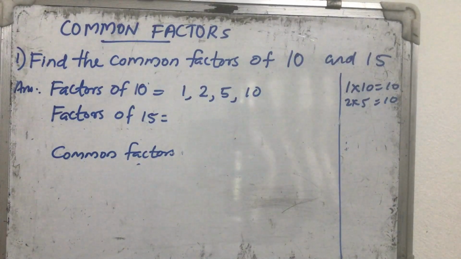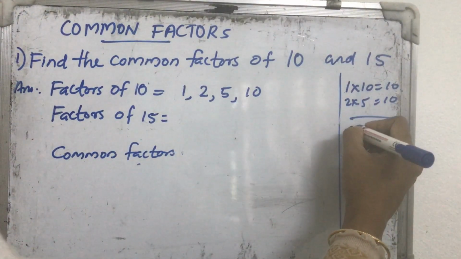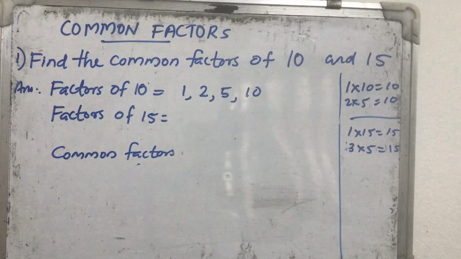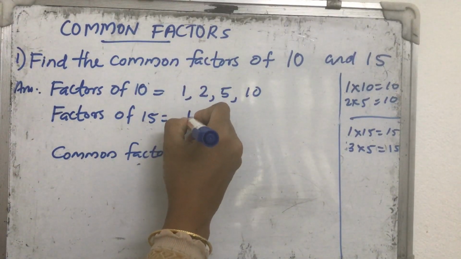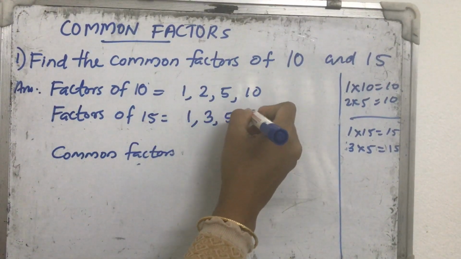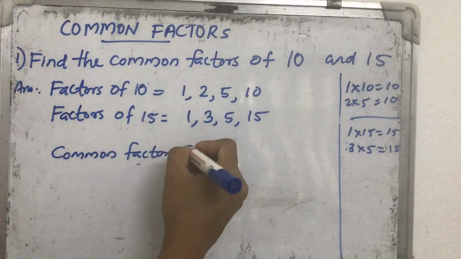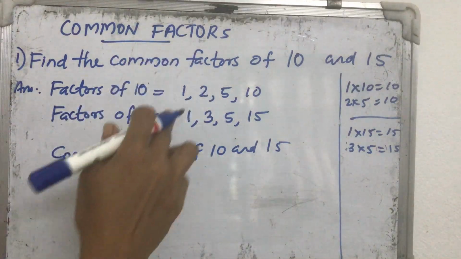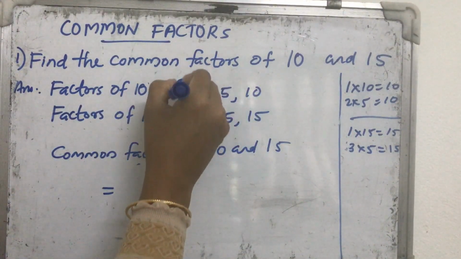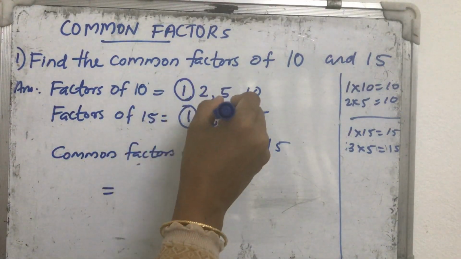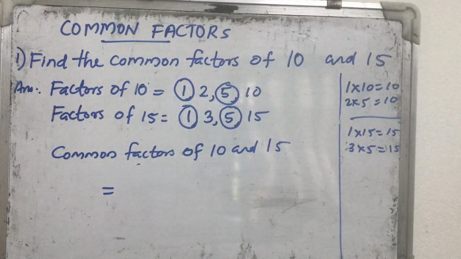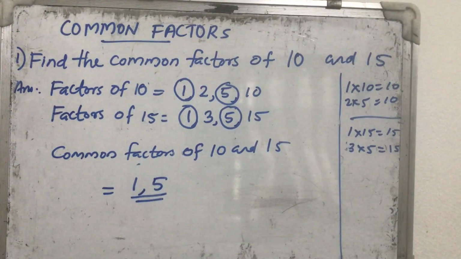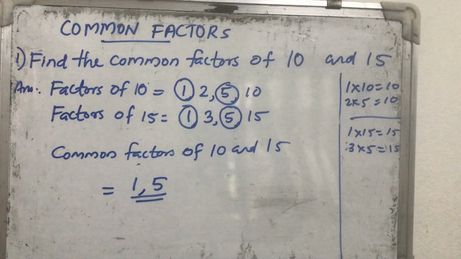And factors of 15, which are the factors of 15? That also we can write: 1 into 15 is 15. 3 into 5 also 15. Any other numbers? No. So the factors of 15 are 1, 3, 5, 15. Okay, so common factors of 10 and 15. Which are the common in both numbers? 1 is common. Okay, and another number, 5, is common. So the common factors of 10 and 15 are 1 and 5. Okay, this is an easy method to find the common factors of two given numbers.